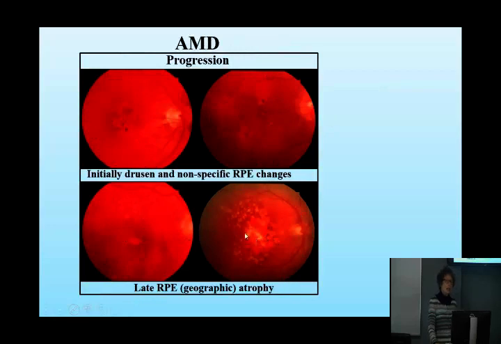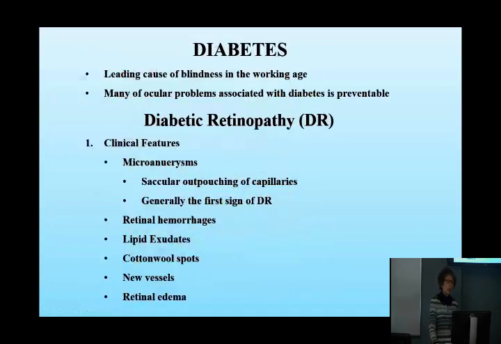All right, diabetes is the leading cause of blindness related to a systemic disease. And usually diabetes is a leading cause of blindness for people of a younger age. We call this the working age, usually people below the age of, let's say, 65 or 70. Many of the ocular problems with diabetes are preventable. The key with diabetic retinopathy is early detection.